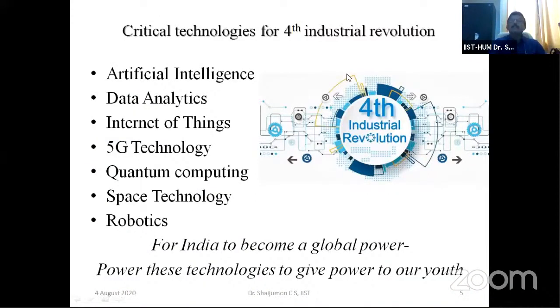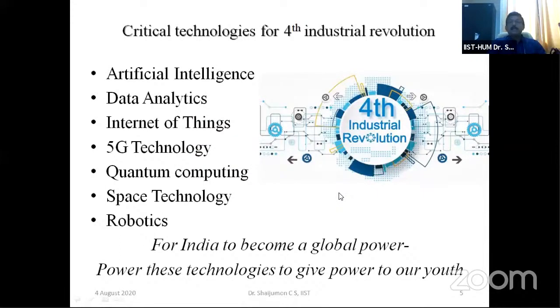Look at the critical technologies of the fourth industrial revolution. You know very well about this; you would have heard about it. Artificial intelligence, data analytics, Internet of Things, 5G technology, quantum computing, space technology, robotics. All these technologies are already in place, except one or two, and they have started revolutionizing the world. Certain countries, like China and the US, have a lot of command over these technologies. That's why you would have seen China and the US fighting each other for technological supremacy of the world. Even during this COVID-19 time, they both wanted to show the world that they are at the forefront of developing technology and can lead the world, as you would have seen in the newspapers and news.